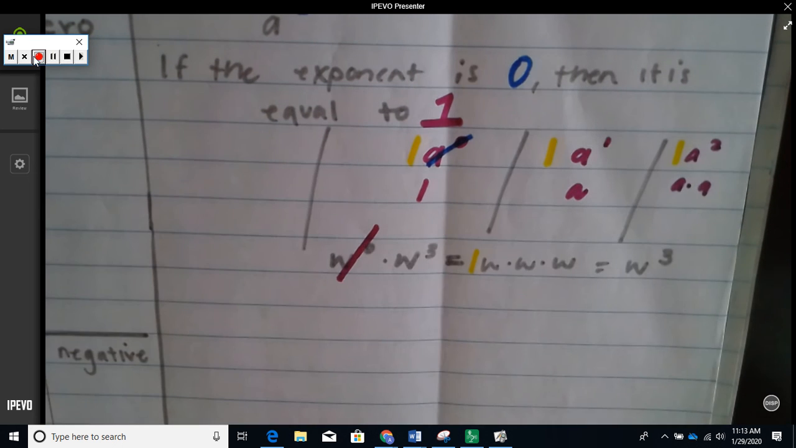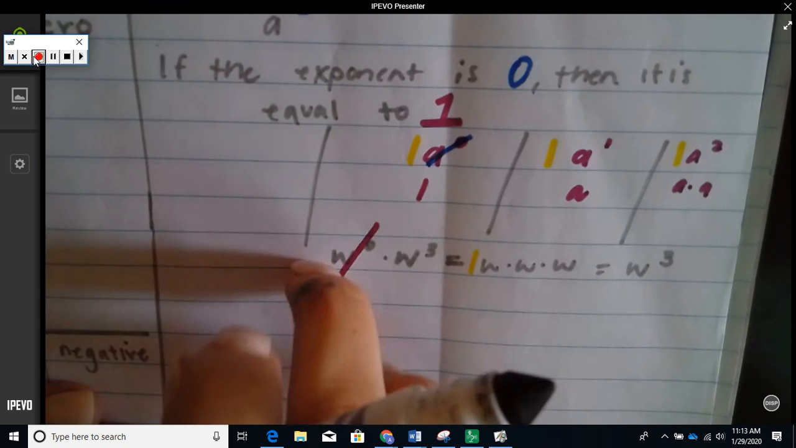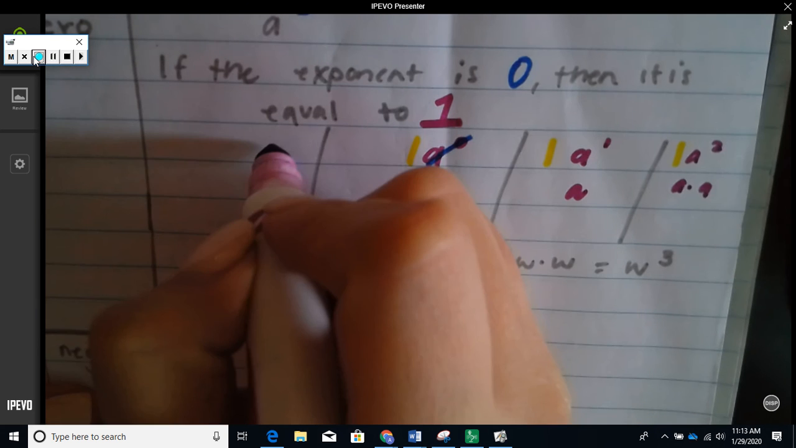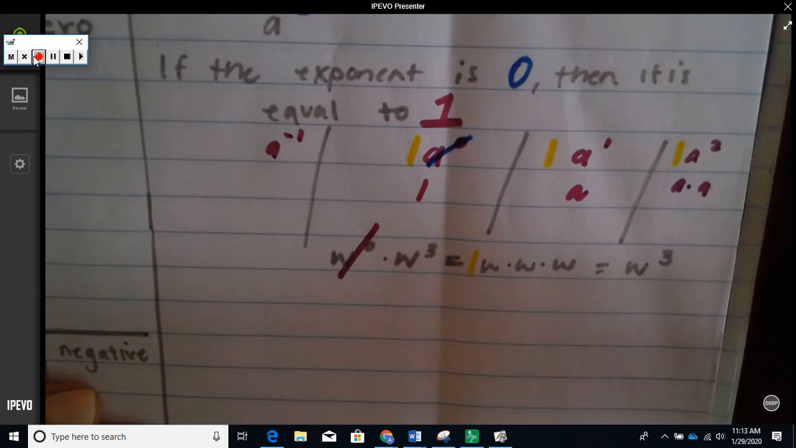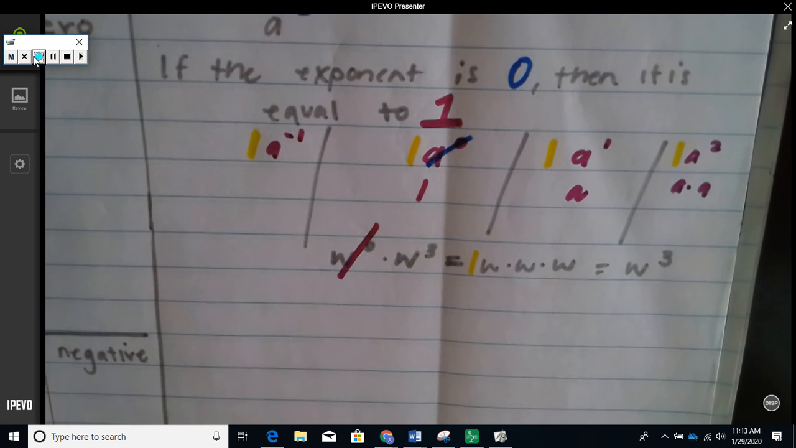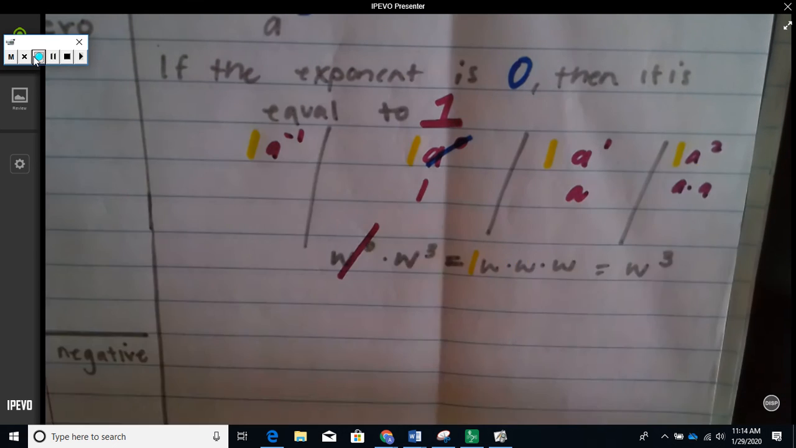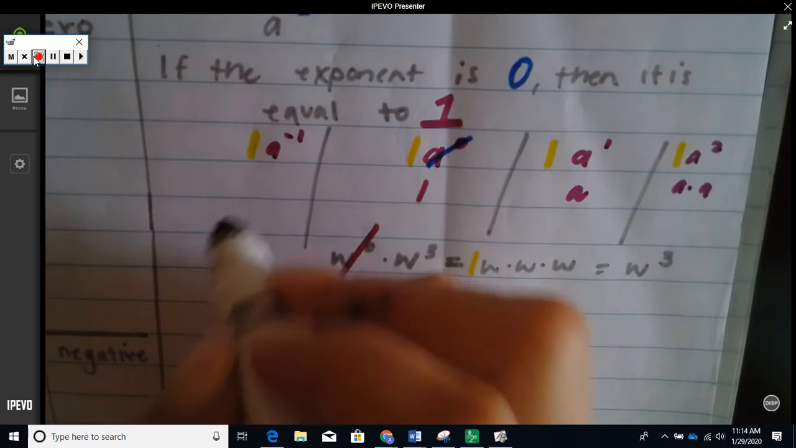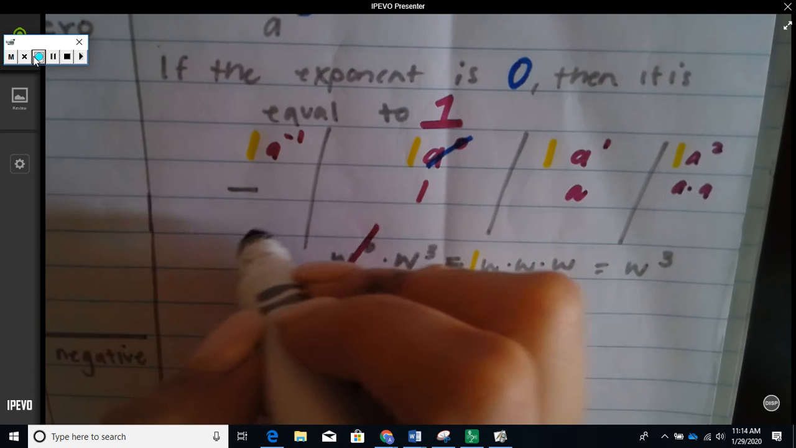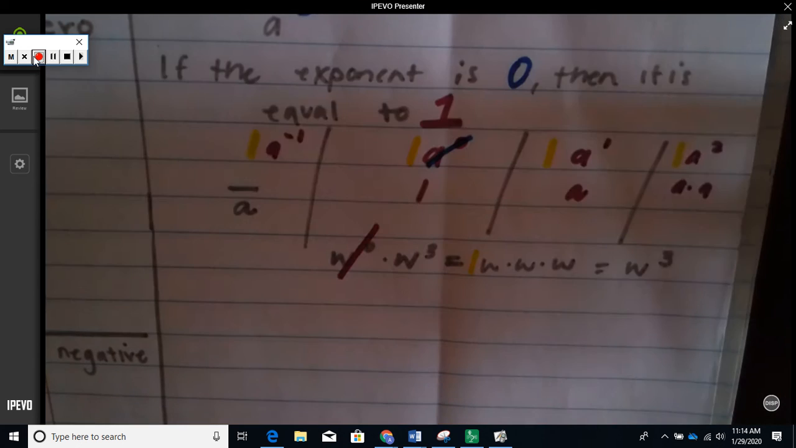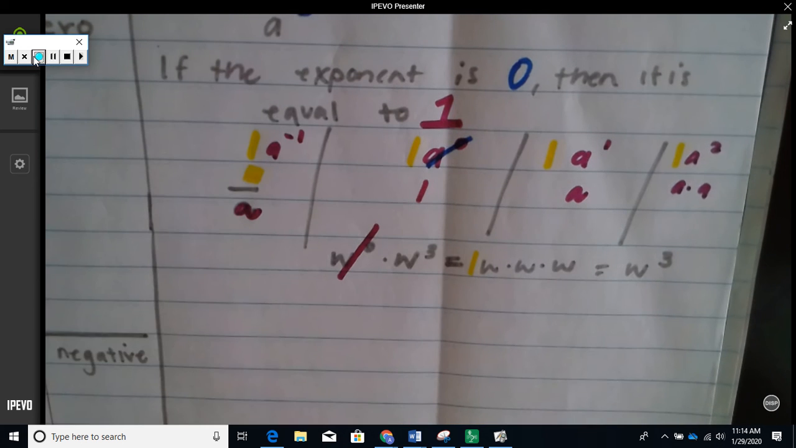So let me show you another example with this. Now, the negative would look like this: a to the negative 1. So the coefficient is still 1. That kind of changes everything a little bit. That means that a is the denominator, and because you still have the 1, it's 1 over a. So that's it. That is it for the negatives.